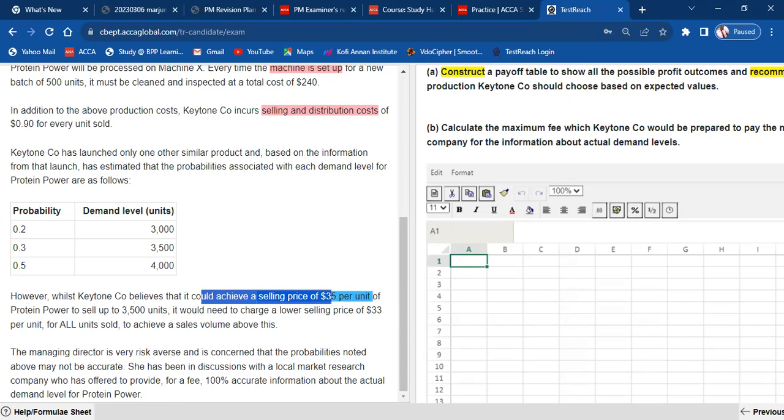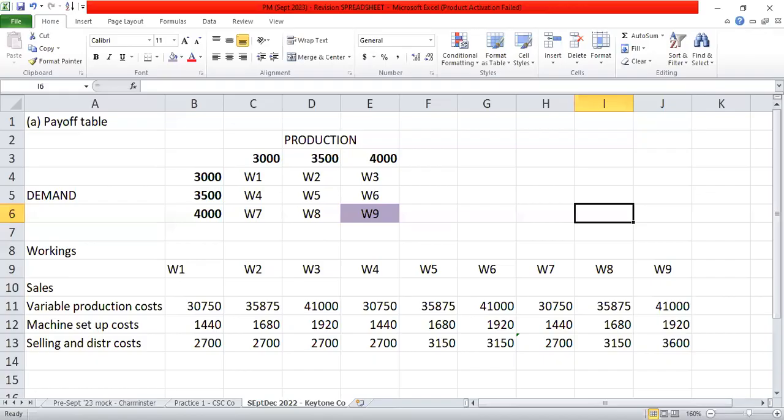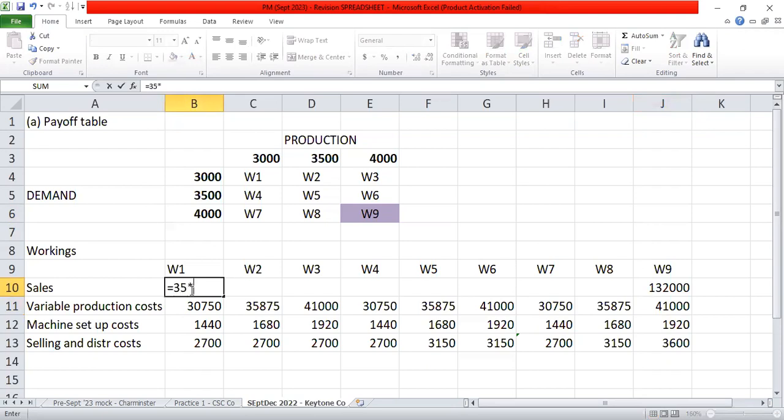All right. So I guess I'm right to say that it's only in working 9 that we will sell more than 3,500 units. Sorry about that. So here selling price is 33 times 4,000. But here we'll sell at 35, working 1, 3,000 units sold.